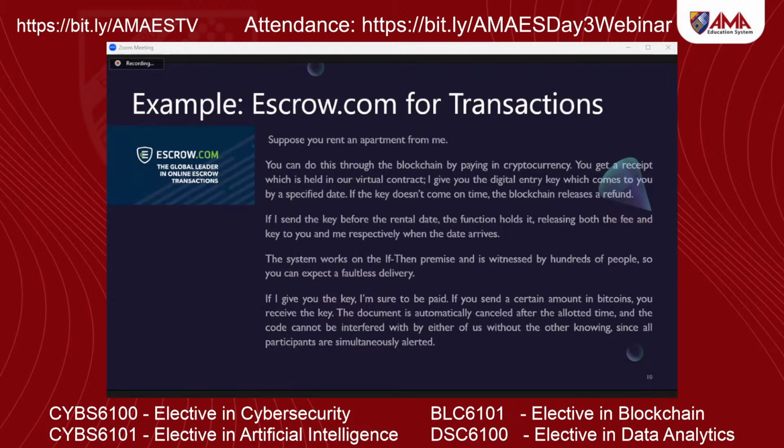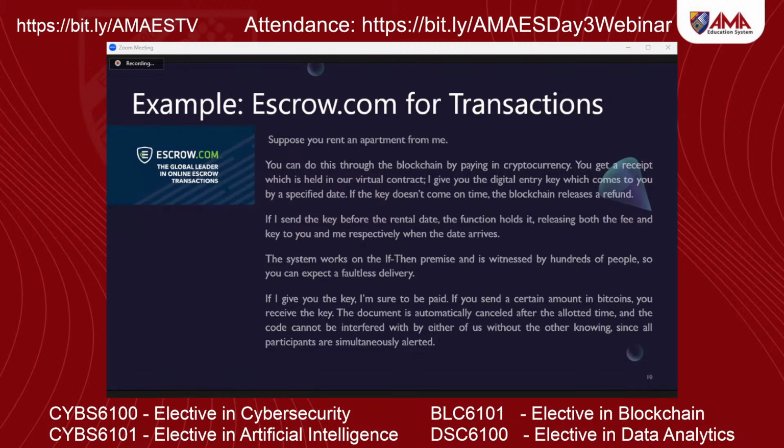Okay, one example of smart contracts, for example, yung example natin dito yung escrow. Okay, suppose you rent an apartment from me. For example, ako yung may apartment.